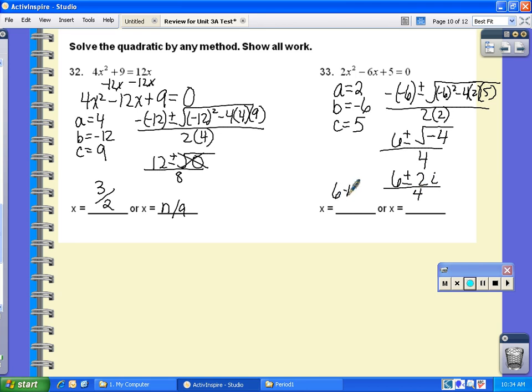So one is 6 plus 2i over 4. If you simplified that, that would be 3 plus i over 2. Same thing here. If you want to do 6 minus 2i over 4, to simplify would be 3 minus i over 2.